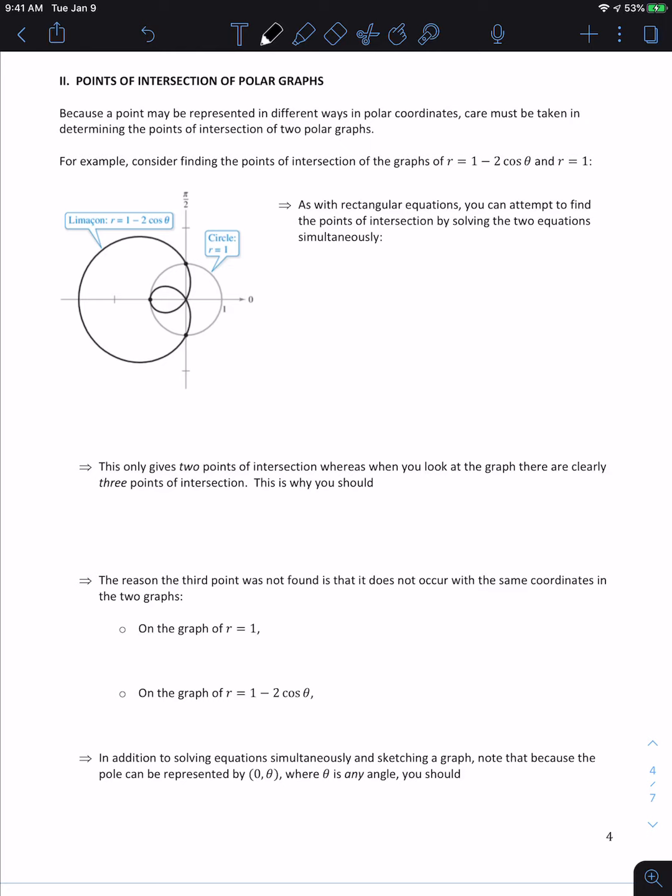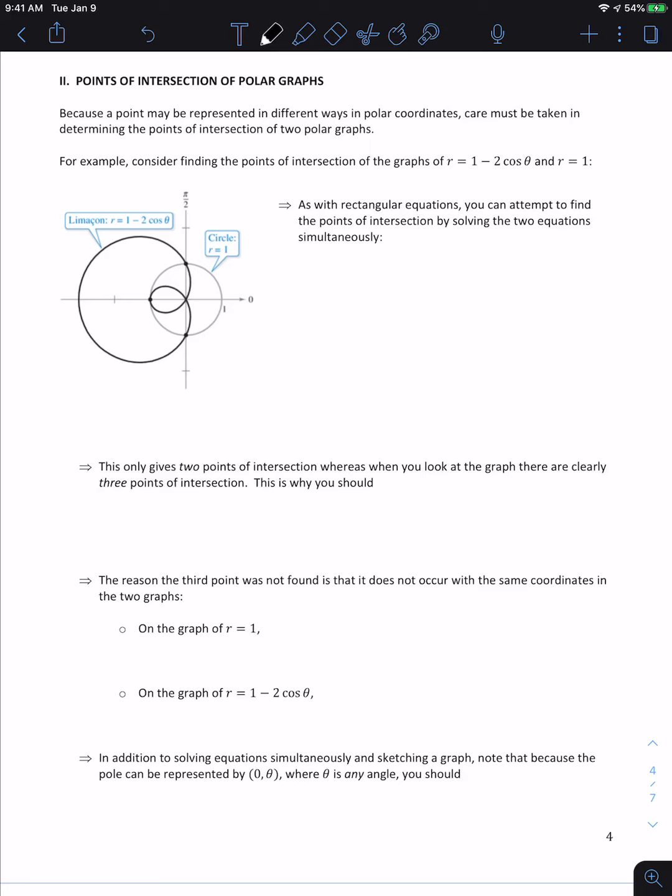Okay, so points of intersection of polar graphs. When we normally look at intersection points in the rectangular coordinate system, we just set the two functions equal to each other and solve. Things get a little bit more interesting in the polar case, because a point may be represented in different ways in polar coordinates. Remember that anytime I add 2 pi to the angle, that gives me another representation of that point. So a point can have infinitely many different representations.